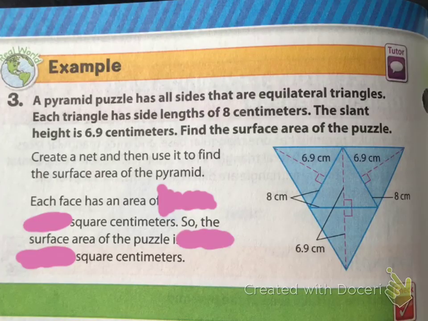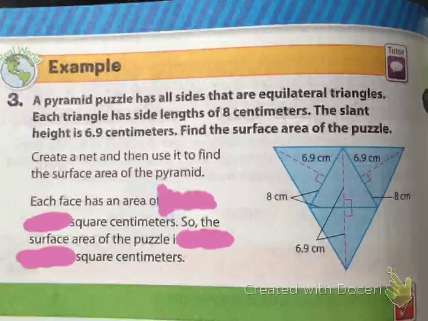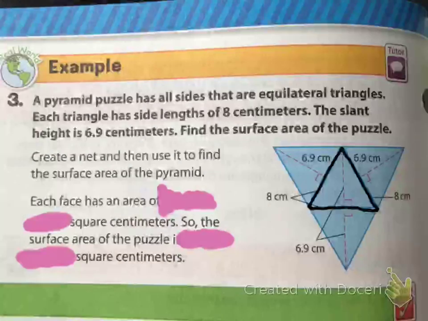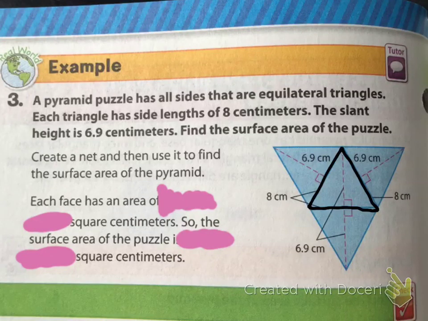Here's a fun one. A pyramid puzzle has all sides that are equilateral triangles. That's super helpful. Every single one of these is an equilateral triangle. That means they're all the exact same. So we're only going to care about one and count it 4 times. Each triangle has a side length of 8 centimeters and a slant height of 6 9/10 centimeters. Find the surface area of the puzzle.